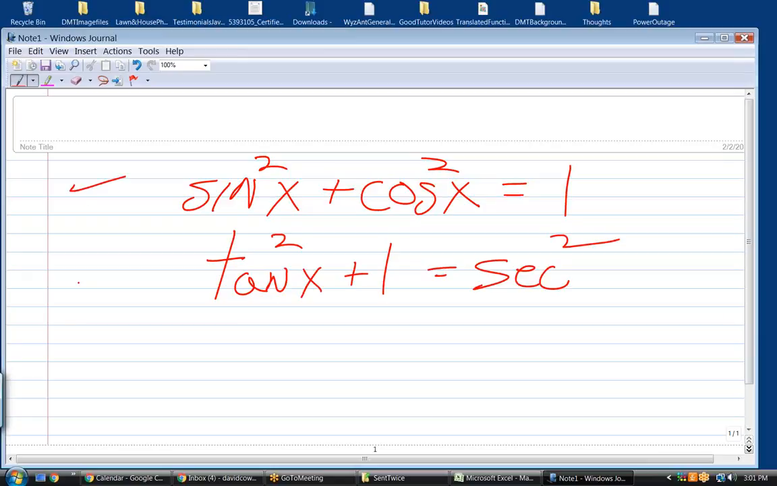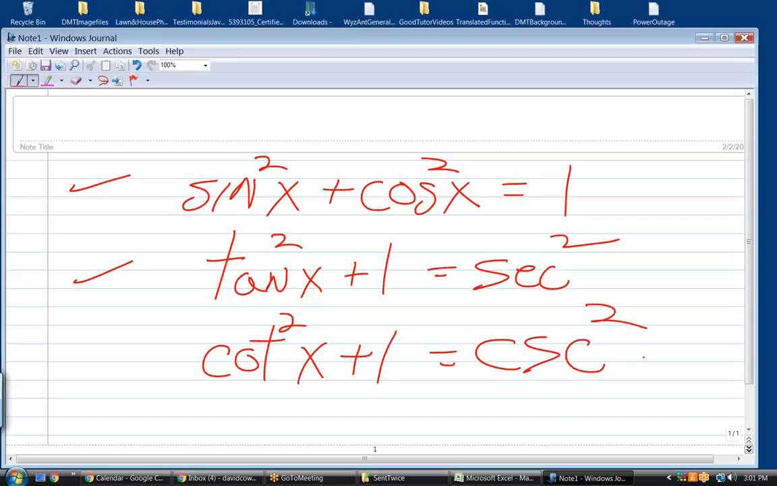Now these are really the only 2 you have to memorize. There's a third one, but there's an easy way to figure it out. The third one is the same as the second one, only using the cofunctions. So what's the third one? Cotangent squared plus 1 equals cosecant squared. Exactly. So if you memorize the first 2, you can always figure out the third one.